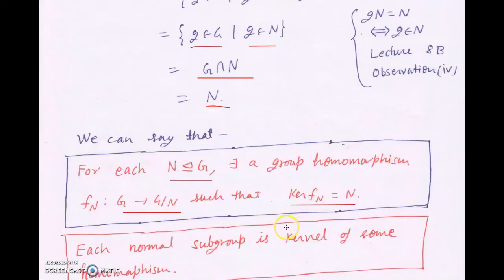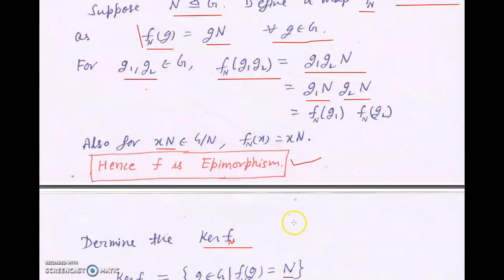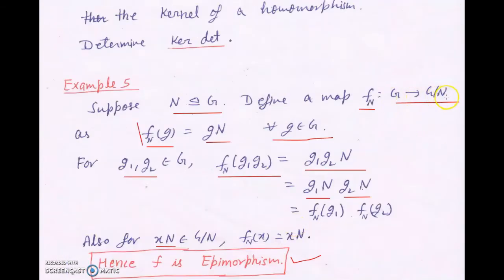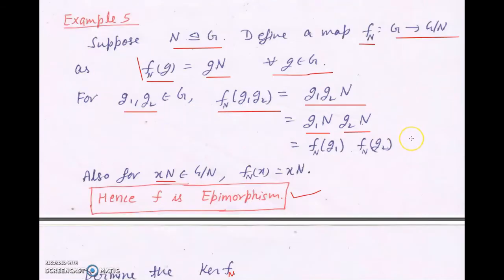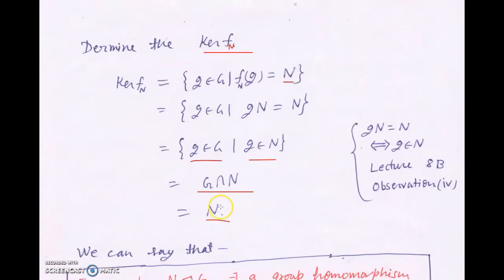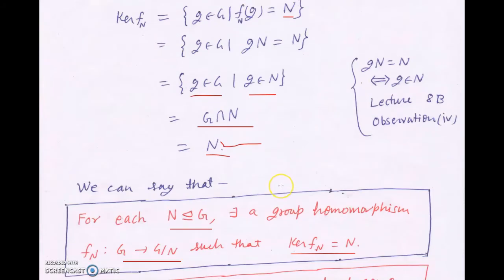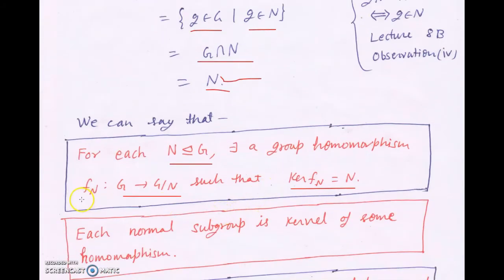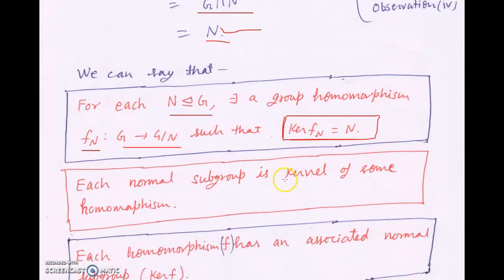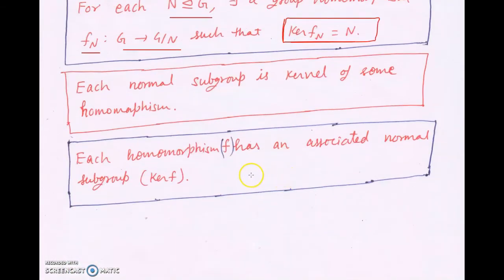Is it okay? We have taken a normal subgroup, we have defined a group homomorphism Fn from G to G by N, and the kernel of this group homomorphism is N. So given a normal subgroup, we can construct a group homomorphism Fn from G to G by N such that this normal subgroup is the kernel of this group homomorphism. So each normal subgroup is the kernel of some group homomorphism. One more thing you can think: each homomorphism F has an associated normal subgroup, and that normal subgroup is nothing but the kernel of that group homomorphism.